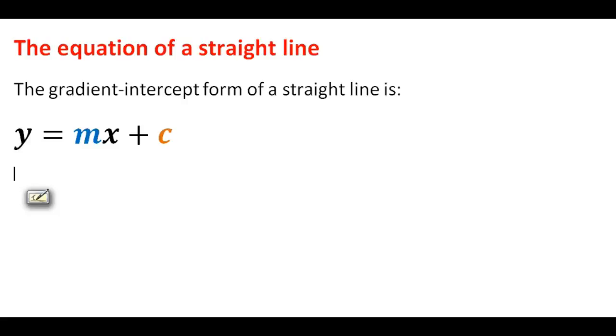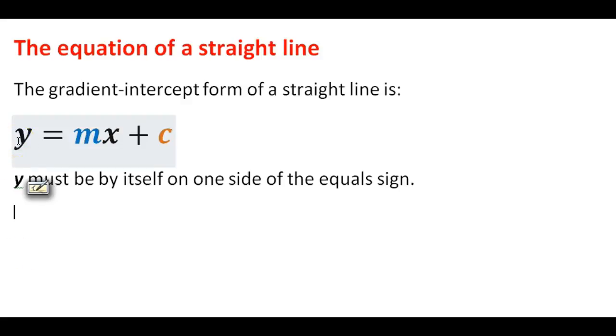In this lesson, we'll look at the equation of a straight line. The gradient-intercept form of a straight line is y equals mx plus c. The y must be by itself on one side of the equal sign.